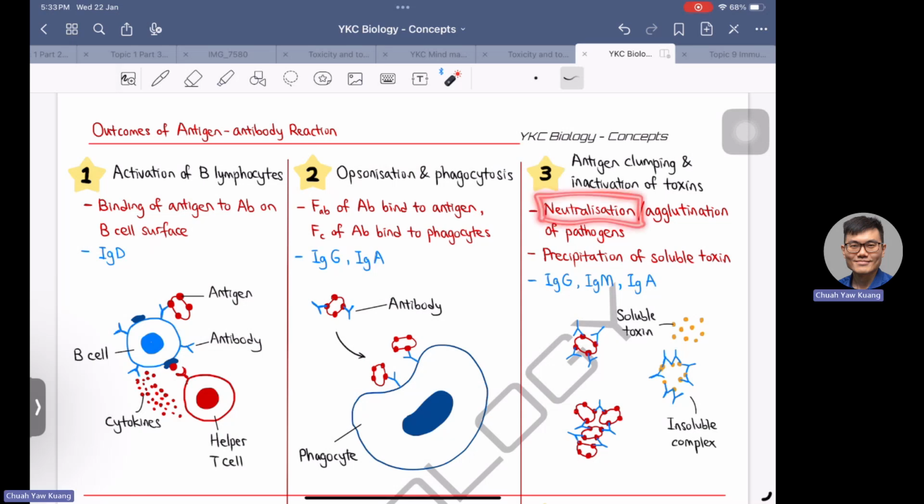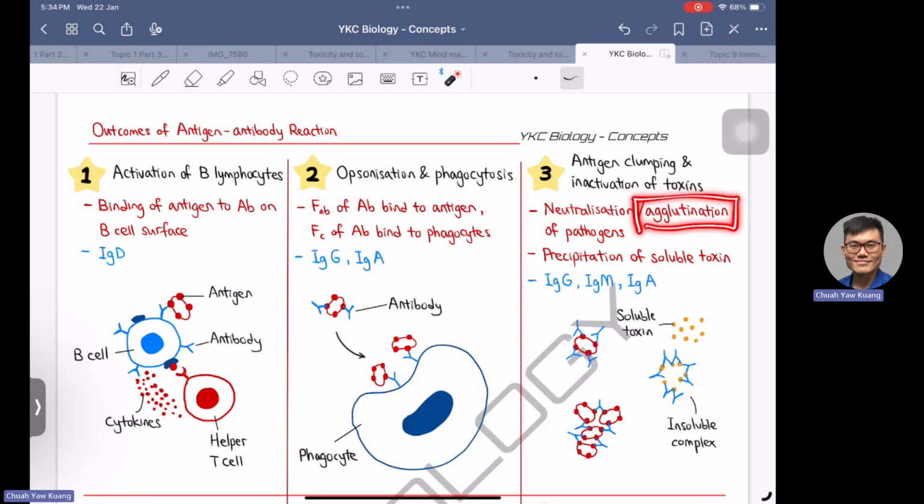Neutralization means that the antibody goes and binds to the antigen and coats the whole pathogen. When the pathogen is coated like this, that means this pathogen is no longer able to bind to our cell and cause any harmful effect to our cell. So with that, we can say the antibody neutralizes this pathogen, causing it to no longer be able to injure or damage our cell.